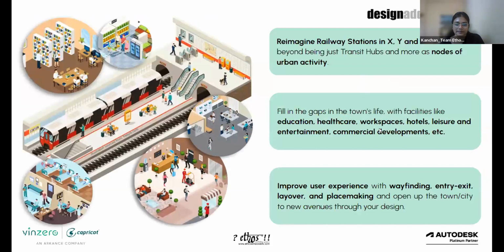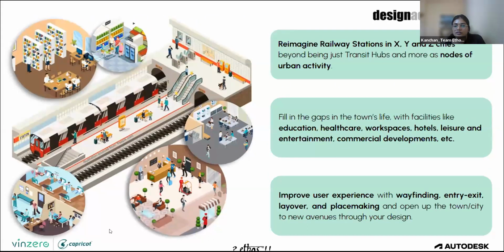So there are basically three parts to this premise. We are reimagining railway stations in X, Y, and Z cities, which is basically just a classification of Indian cities. In short, it just means all the places in India that have been designated as cities, beyond being just transit hubs and more as nodes of urban activity.